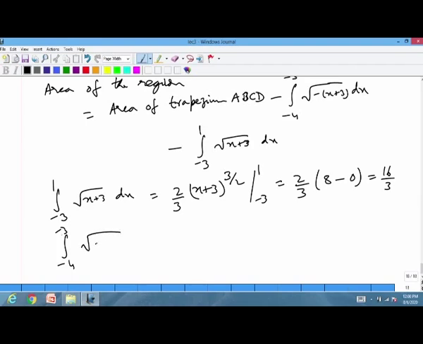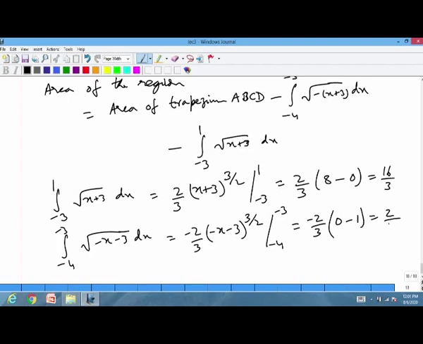And integral of minus 4 to minus 3 of square root of minus x minus 3 dx will be equal to minus x minus 3 raised to power 3 by 2, then we have minus 2 by 3, from minus 4 to minus 3. This is minus 2 by 3 times, at x equal to minus 3, this is 0, minus, when we put x equal to minus 4, this will be equal to 1. So, this is equal to 2 by 3.